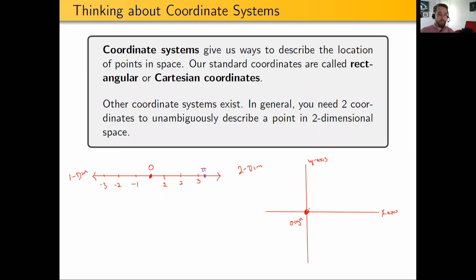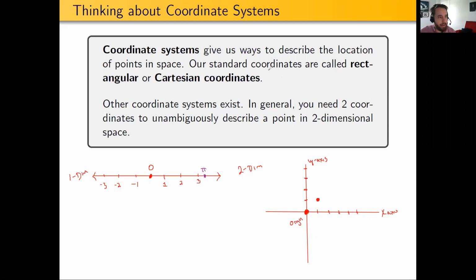And it is going to be the point that corresponds to the origin along our x-axis and also the origin along our y-axis. And so if I wanted to describe a point in this space, say the point right here, I could do this as follows. I could measure out how far in the x direction, right? So I could measure out in this way, and I could measure out in this way.